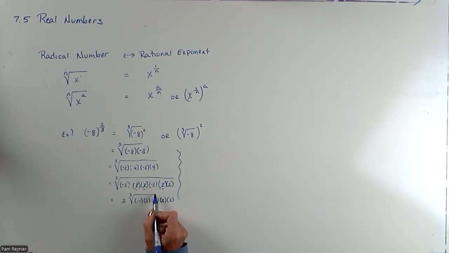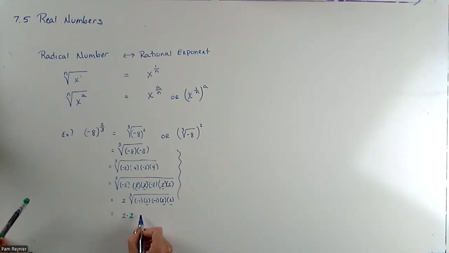What do I have that's identical? I have a 2, 2, and 2. So I'm going to take that out. I already had the 2 out here. And I'm left with a -1 times a -1, which is a +1. Cubed root of 1 is 1. So I'm just left with a 4.